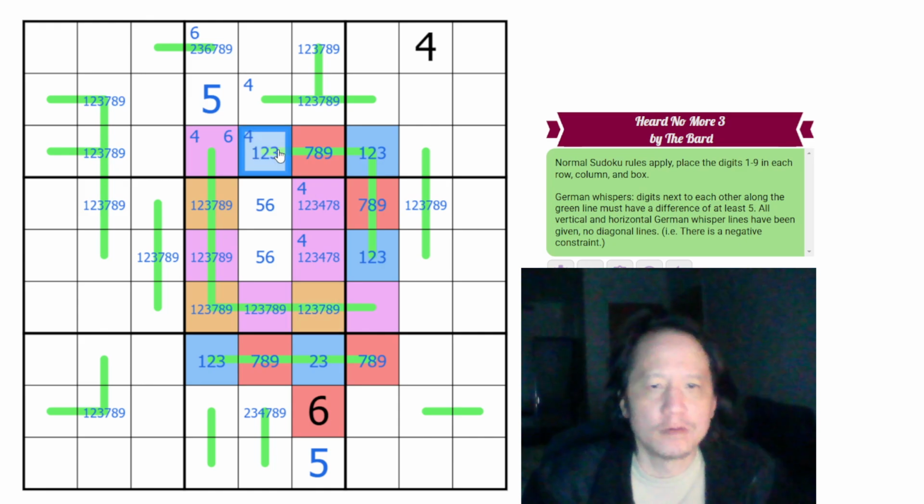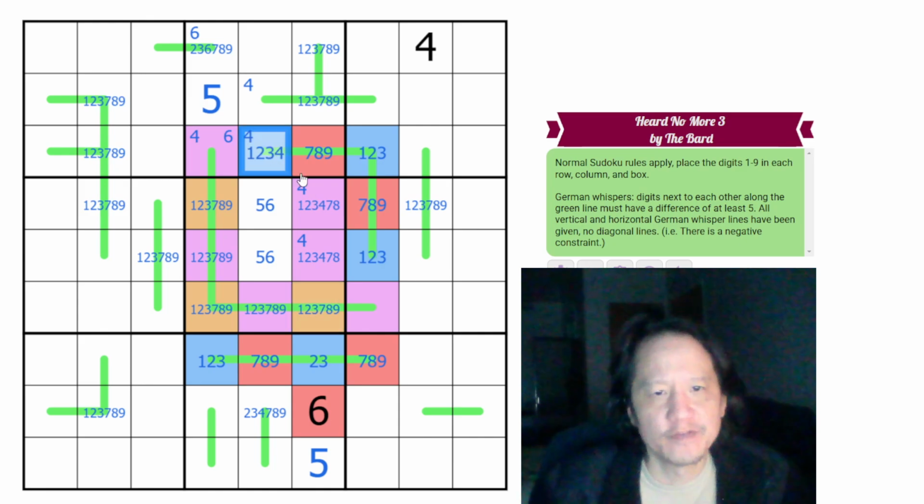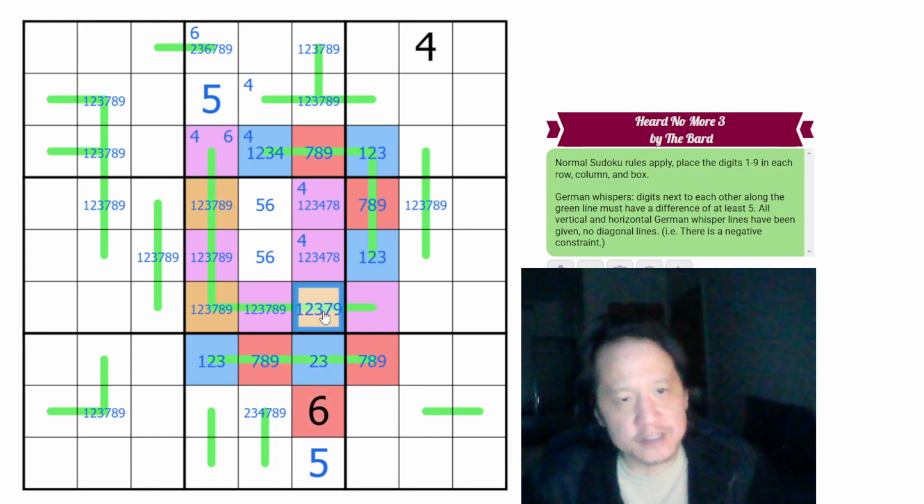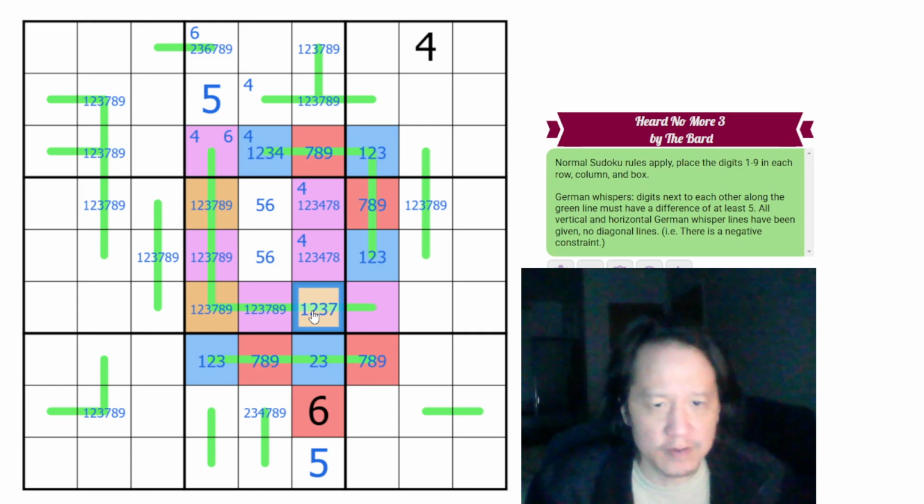This could be 4. My bad. That could be 4. So this can never be 9. And it cannot be 8, because then there would be a German whisper line marked between these two cells. So if this is a high, it has to be 7. Okay, that's how we figure it out.